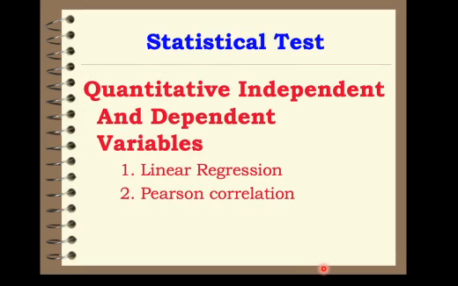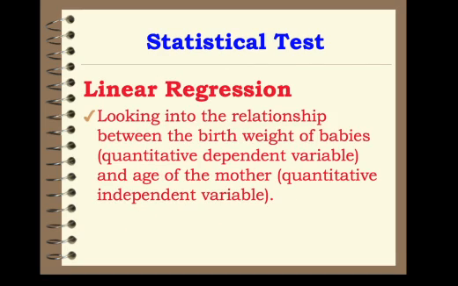Now, we have quantitative independent and dependent variables. Both are quantitative, and the statistical test to use is a linear regression or a Pearson's correlation coefficient. So we want to look into the relationship between birth weight of babies, which is your dependent variable and quantitative, and the age of the mother, a quantitative independent variable. So both dependent and independent variables are quantitative, and the statistical test to use is a linear regression.